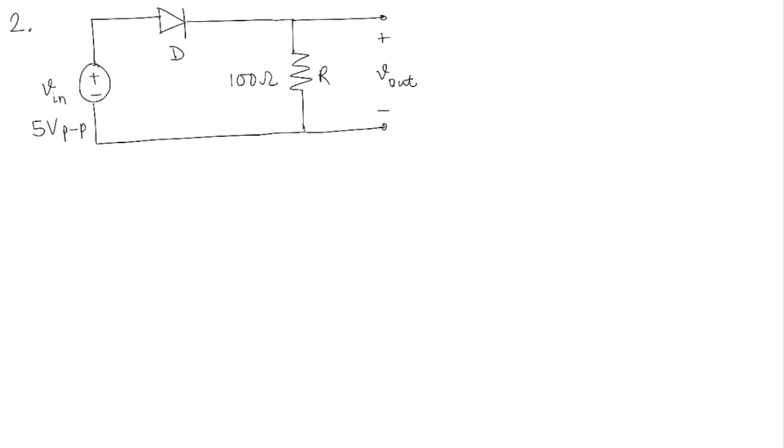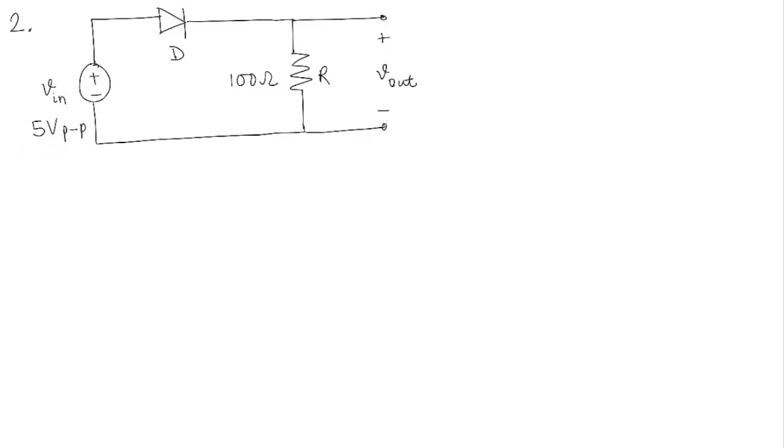Okay, so the second problem that we are doing is this problem here. In this problem, we have an input which we are told is 5 volts peak to peak. We have a diode, and then we have this 100 ohm resistor connected here, and we're measuring the V out across this resistance. From the lectures, you know that this circuit is a half wave rectifier, isn't it? So we'll just remember that, and we'll use that to solve this problem instead of going over the theory of the half wave rectifier again.